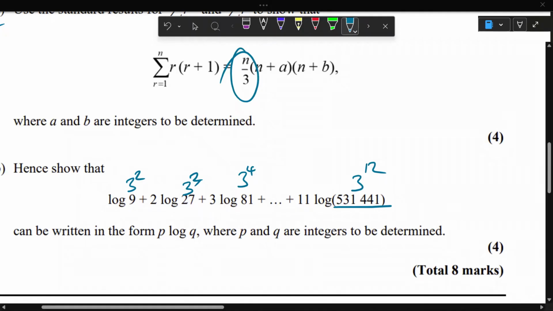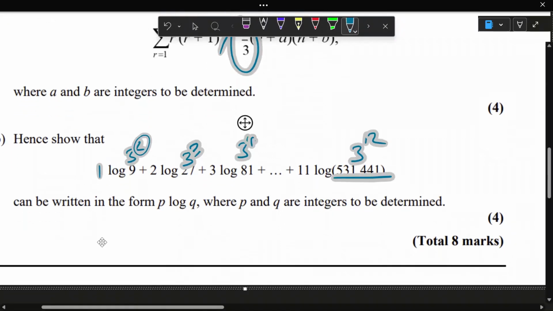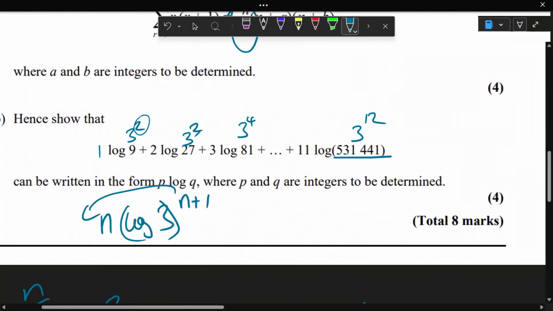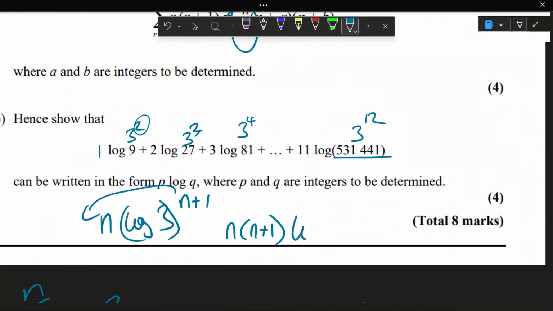What I'm also noticing is that the power is always 1 greater than the value of the term. So the first term is 3 squared, then 3 cubed, then log 3 to the 4, up to 12. So what I'm seeing here is n log 3 to the n plus 1. Because of our log laws, we know that we can bring the power down, so it's n plus 1 log 3.